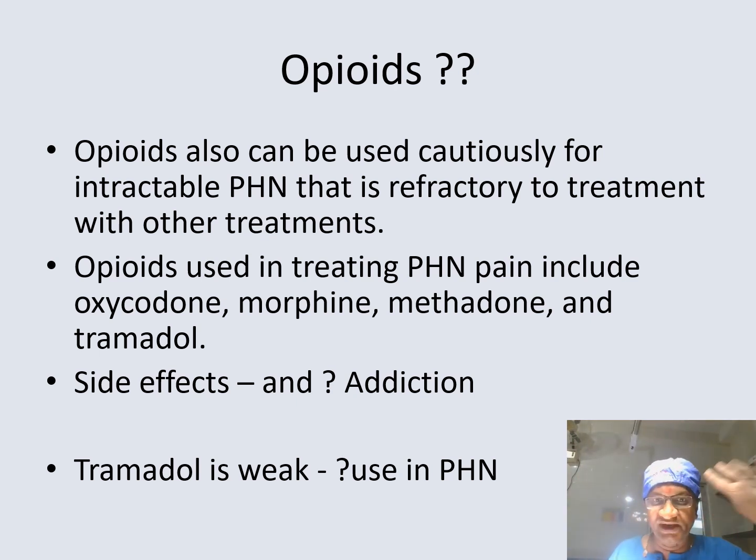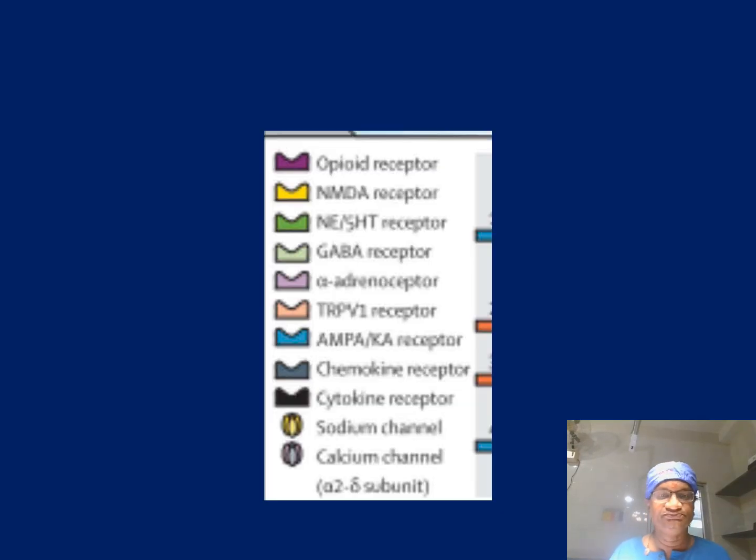The third drug group is opioids. We have used a lot of opioids, tramadol and tapentadol. So there are many receptors involved in the genesis of post-herpetic neuralgia, and all these things can be targeted.